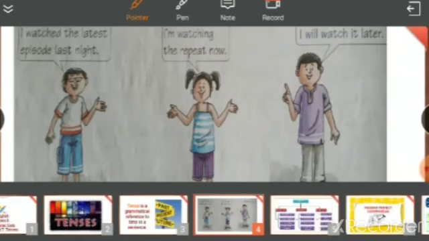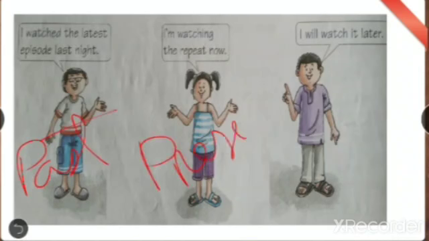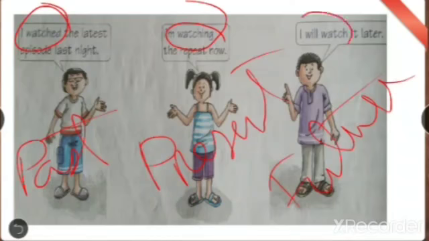What does it say? I will watch it later. It means I haven't watched. Na pehle dekha tha na abhi dekh raha hoon. What is the child saying? I will watch. Okay. So the first one is telling about past. The next one is telling you about present. And the last one is telling you about future. Right? Yes? So here, watched, watching, will watch.